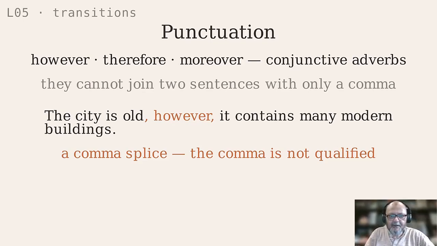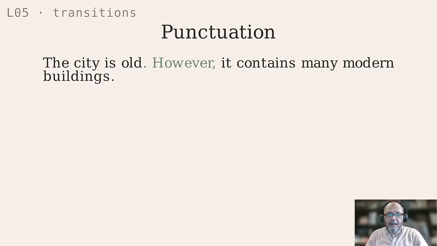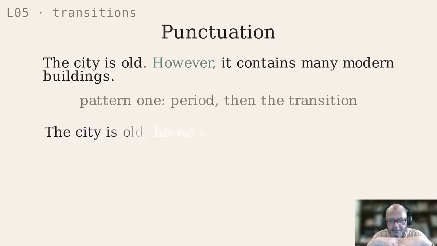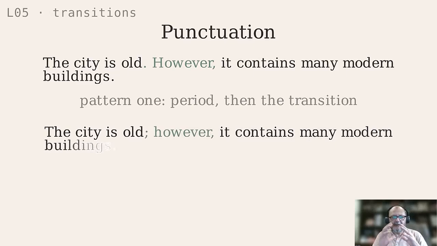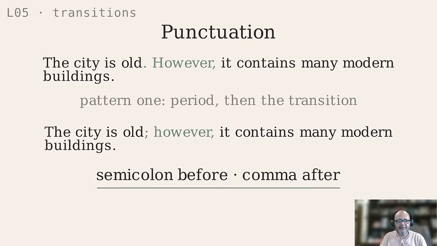All right, let's look at another pattern, right? The city is old, period. However, it contains many modern buildings. A period separates the two complete sentences. However, begins the second sentence and is followed by a comma. Here's another pattern, all right? The city is old, semicolon. However, comma, it contains many modern buildings. A semicolon connects the two complete sentences. Remember this pattern, okay? Complete sentence, semicolon, transition, comma, complete sentence. Or remember it this way, right? Semicolon before, comma after. Semicolon before, comma after.